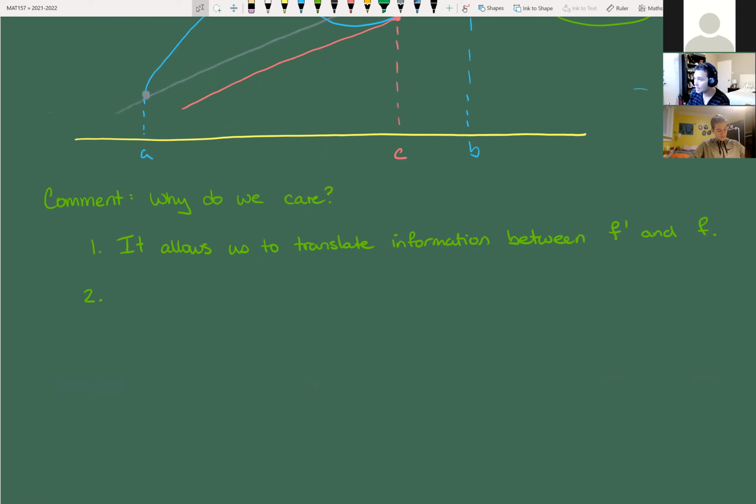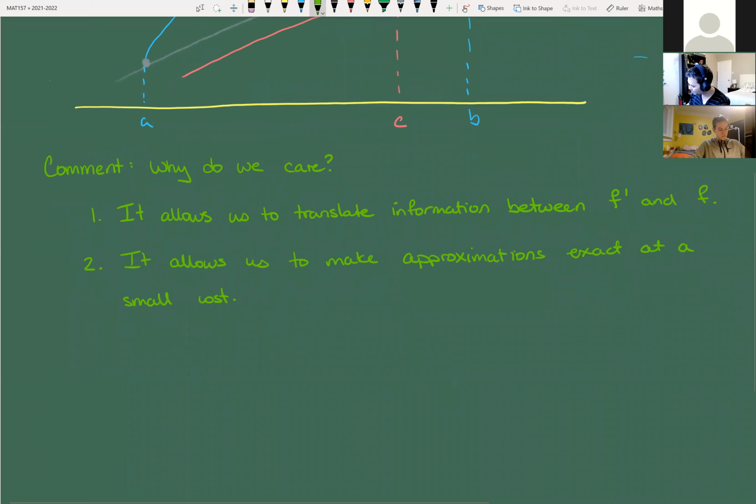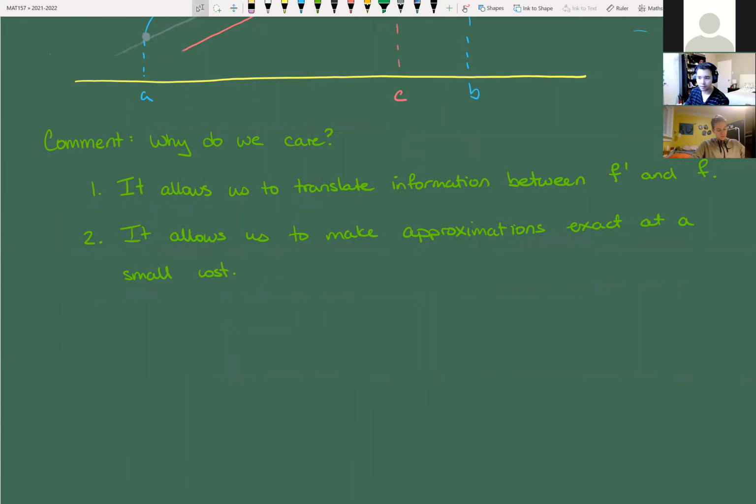And then number two is it basically allows us to make approximations exact, at a small cost. So what I mean by this is the following fact.